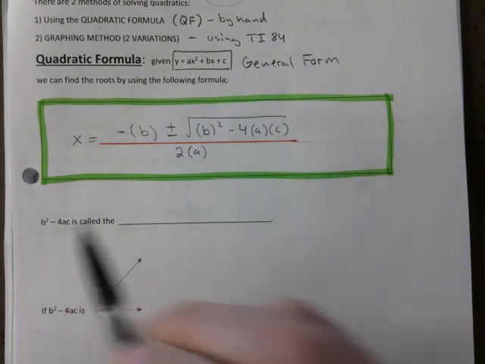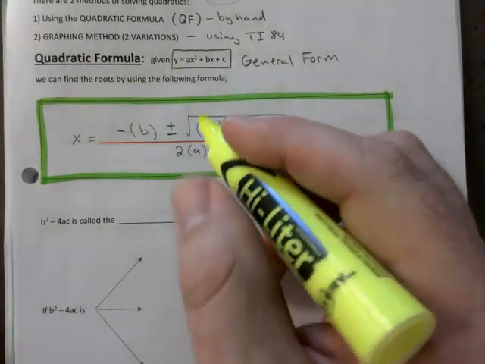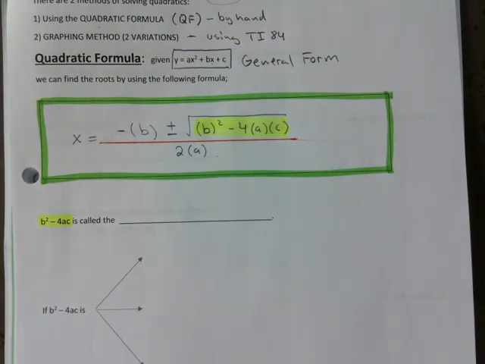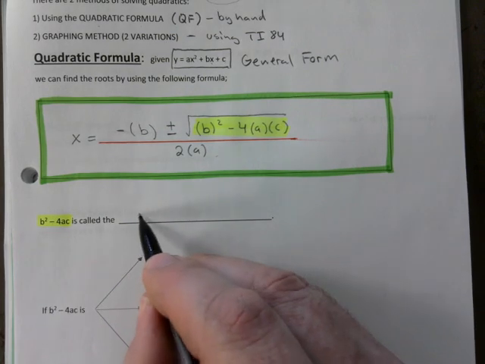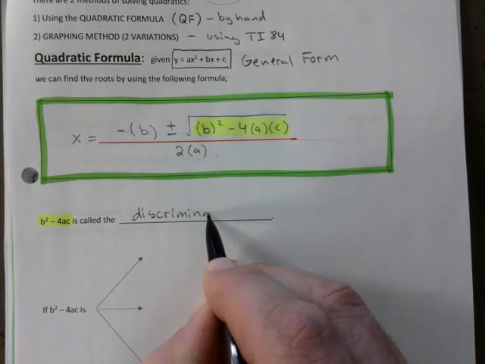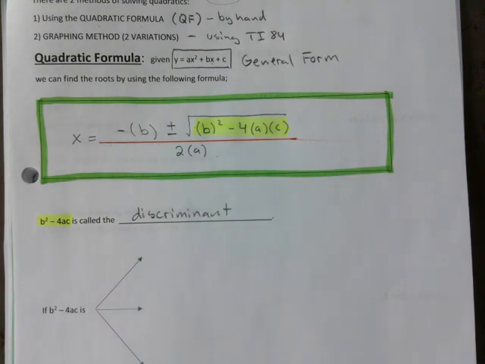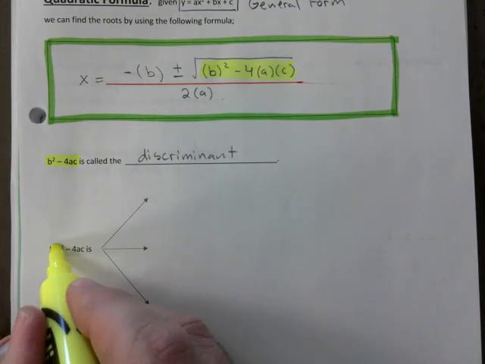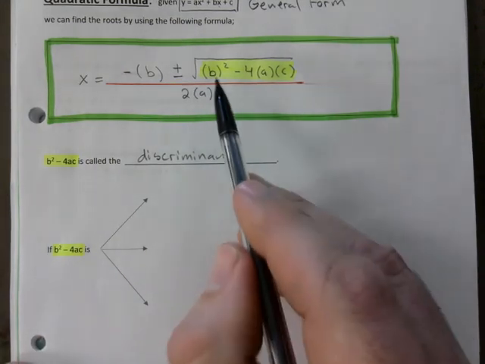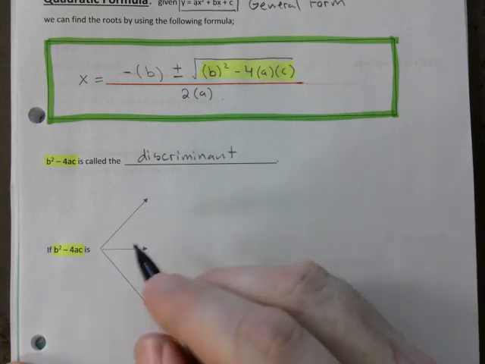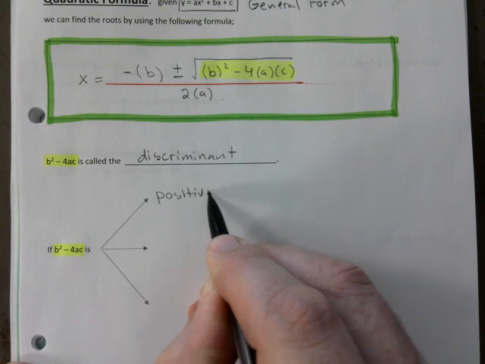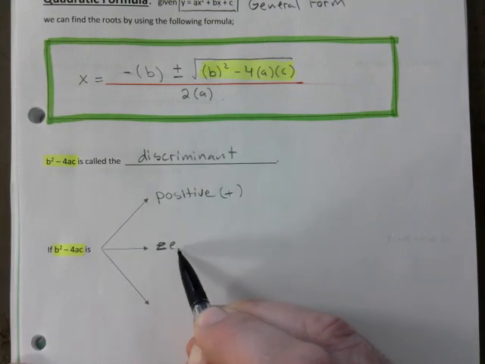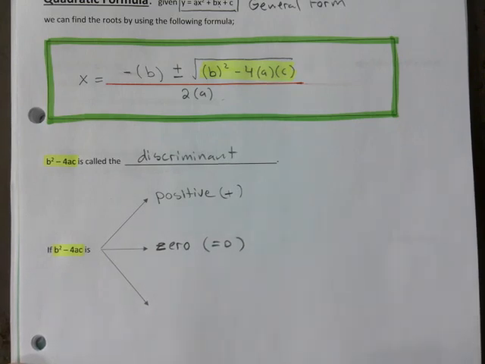B squared minus 4AC, which is this part right here. I'm going to highlight that. We have a name for it. B squared minus 4AC, so this highlighted part is called the discriminant. That's the fancy name for it, whatever's inside the root. And if that discriminant, the value, when you crunch these numbers, you have three possible outcomes, guys. It could be positive. So we don't care about the actual value, just the fact that it could be positive. It could be 0, right? Or it could be negative.